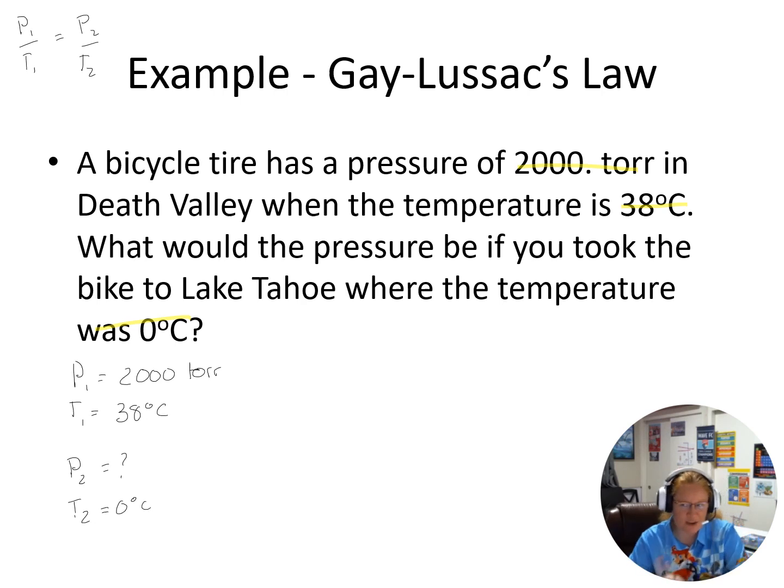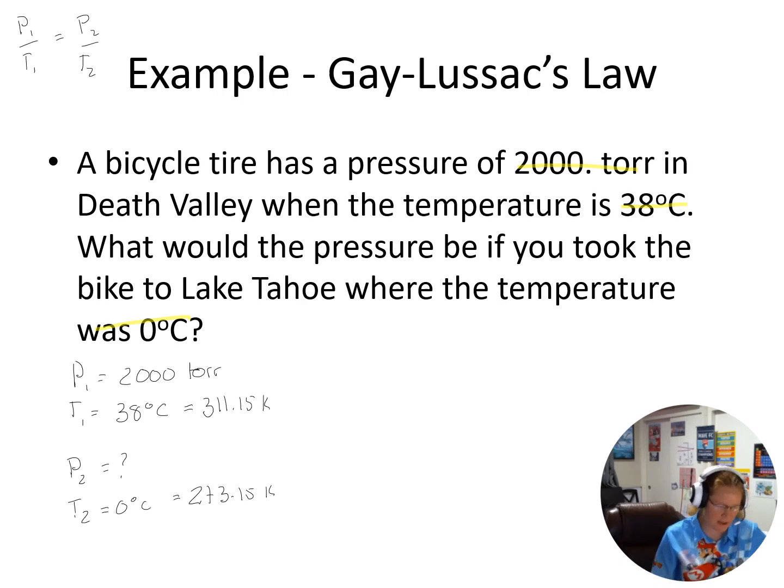But the temperature, what does temperature need to be in? It needs to be in Kelvin, all right? So you're going to get 311.15 Kelvin and 273.15 Kelvin. All right, and so now what you want to solve for is P2. So P2 is going to be P1 T2 over T1, okay?